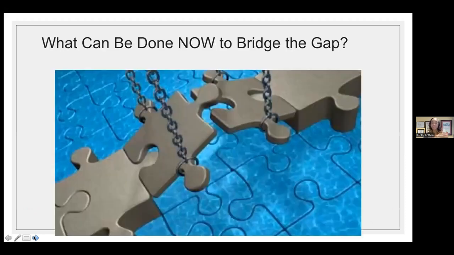So what can we do now to bridge that gap? If patients have access to dietitians and surgeries, we have people in the middle who don't have access to those things.